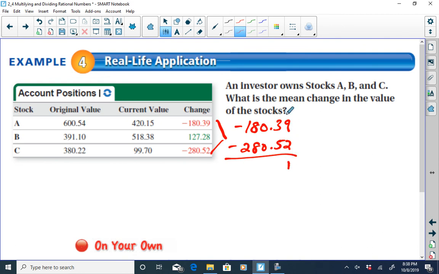9 and 2 is 11. 1, carry the 1. 5 and 3 is 8, and 1 is 9. Decimal point, 0. 8 and 8 is 16. 6, carry the 1. 1 and 1 is 2, and 2 is 4. So my negatives total 460. But then I have to add the 127.28. When we have opposite signs, we have to subtract their absolute values.